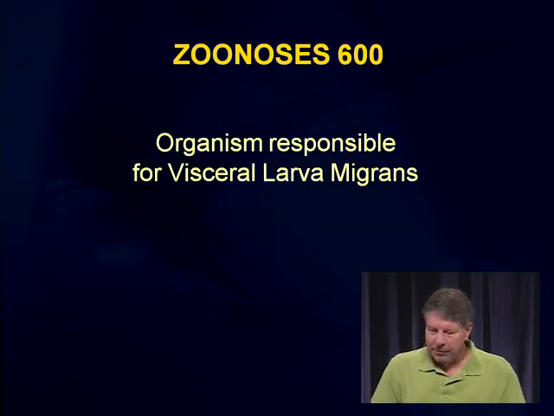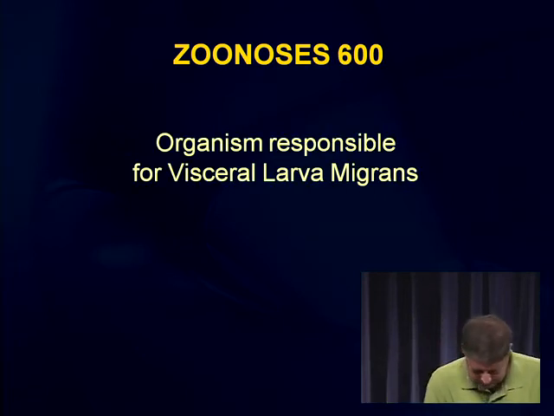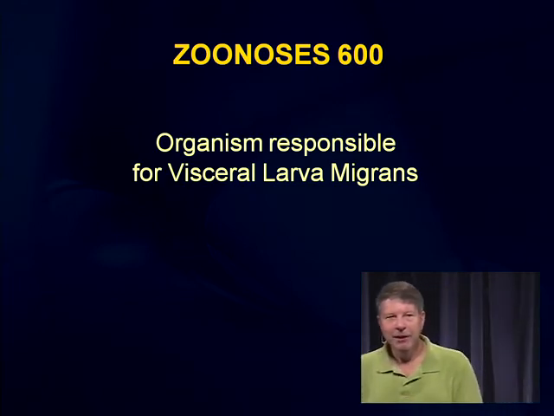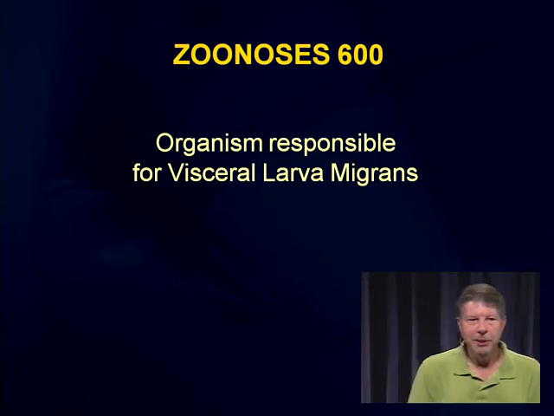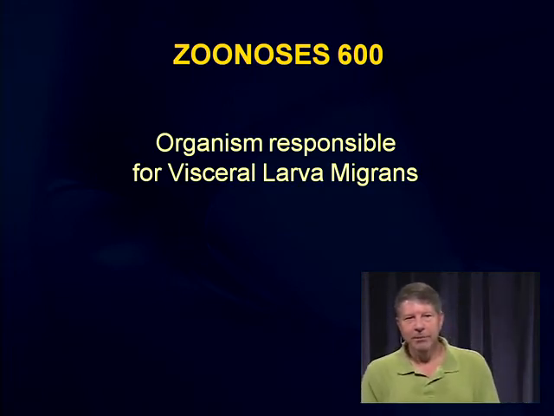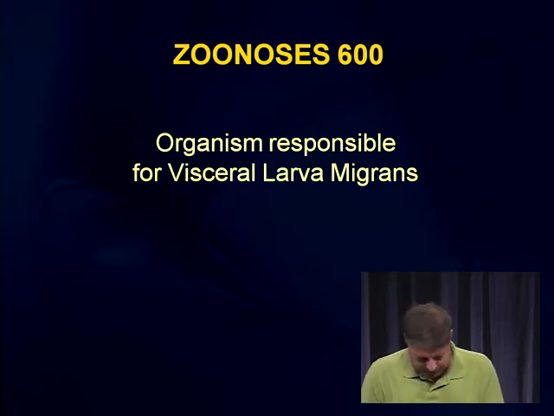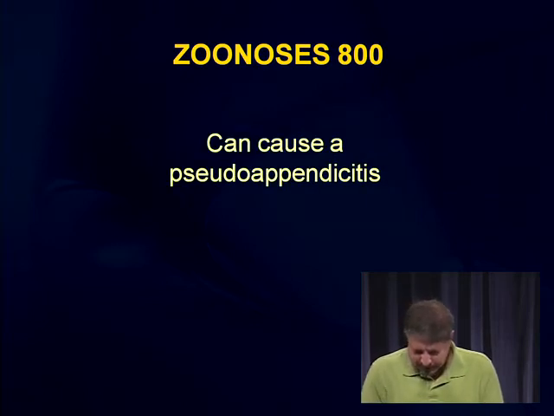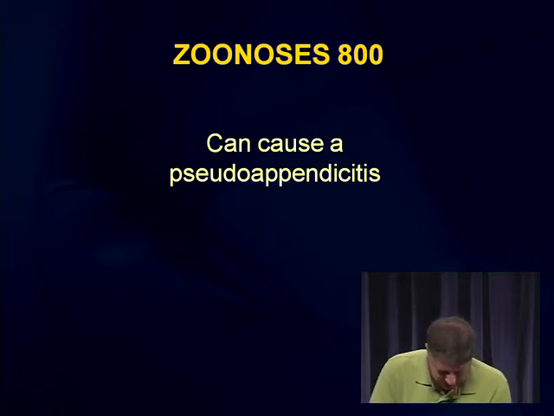Okay, organism responsible for visceral larva migrans. Toxocara. Remember that was the cat flea, the flea jumping from the cat into the kid's mouth. All right, can cause a pseudoappendicitis. Okay, good. Yersinia pseudotuberculosis, or Yersinia enterocolitica.